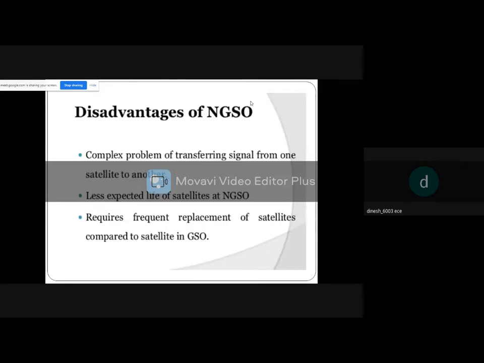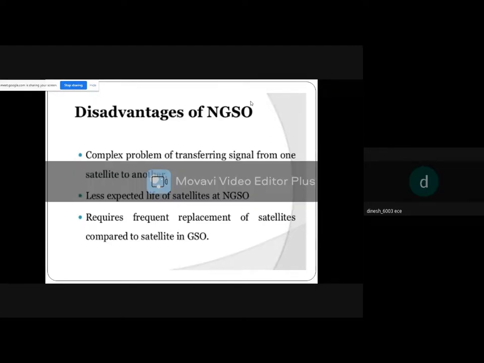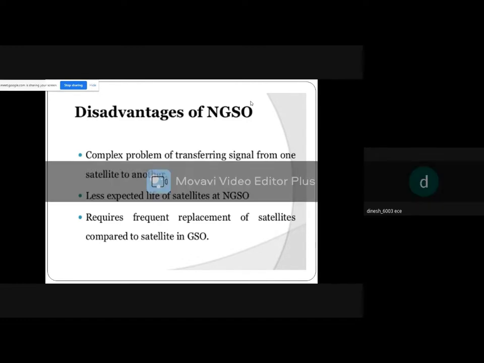Disadvantages: complex in transferring signal from one satellite to another, which means satellite to satellite communication is very much complex. The life expectancy of these satellites is very short, and we need to replace them frequently. Means every 2 or 3 years, we need to replace these non-geostationary satellites, or else they will not give the appropriate communication that we require.